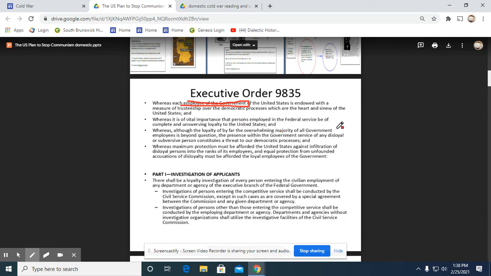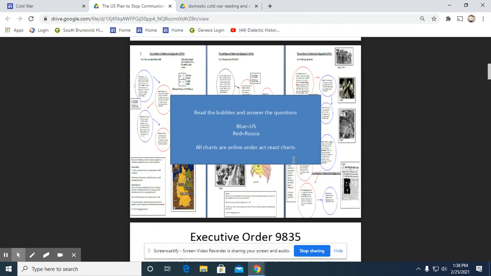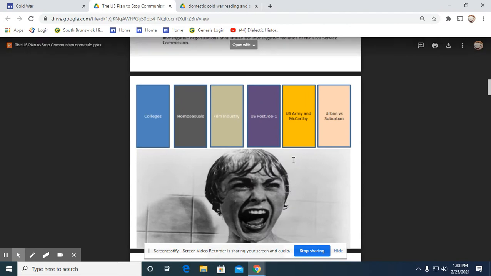Importance of persons employed in the federal service be of complete unswerving loyalty to the U.S. So they're looking for loyal people working in the United States. We also can see some attempt to investigate some individuals if they possibly are accused. So here it says subversive person, a threat to our democratic process. So for the most part, what's significant here is with this Executive Order 9835, they're looking at employees of the government. So employees of the government, you would want to put that, I guess, we could put that in the, let's see, U.S. Army maybe, McCarthy.